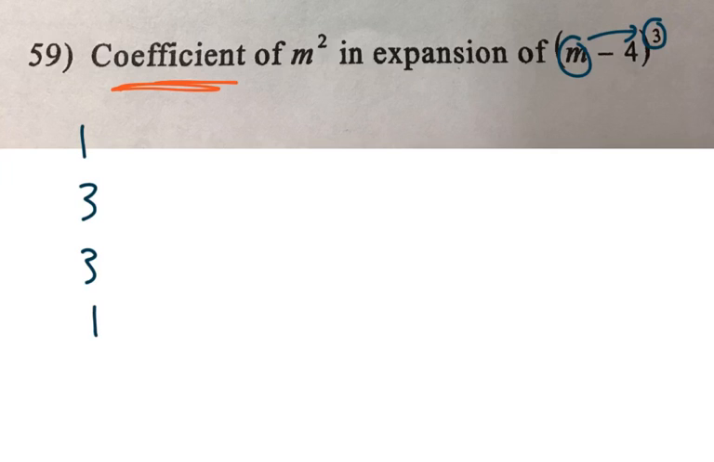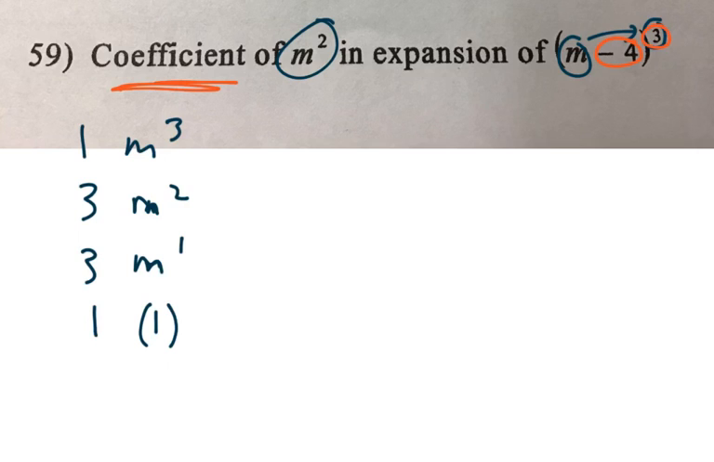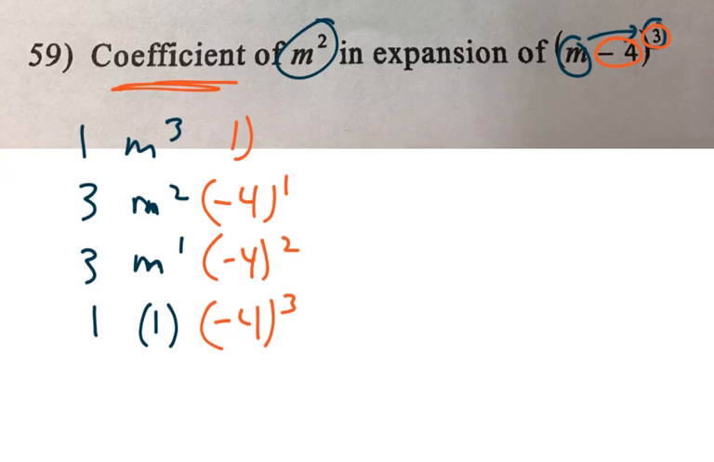The m to the 3 would go m cubed, m squared, m1. Of course, m to the 0 is simply 1. And, of course, the m's not going to matter because they want the coefficient of m. Actually, we need to know which one's m squared, so that does matter. Finishing up, we know that -4 also will have a 3 power going backwards. So -4 to the 3, -4 to the 2, -4 to the 1, and, of course, -4 to the 0 is 1 as well.